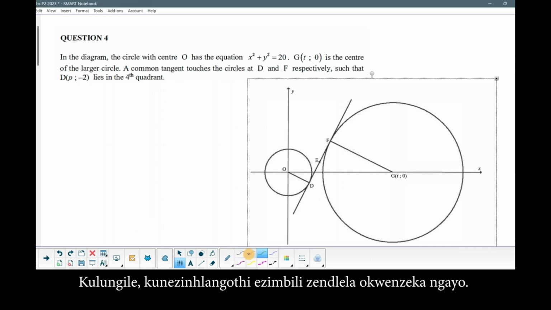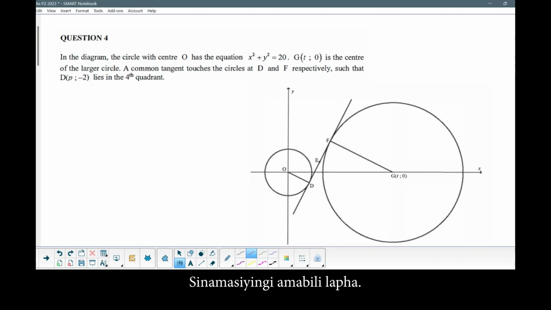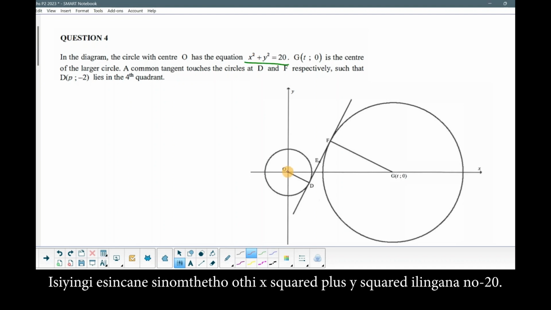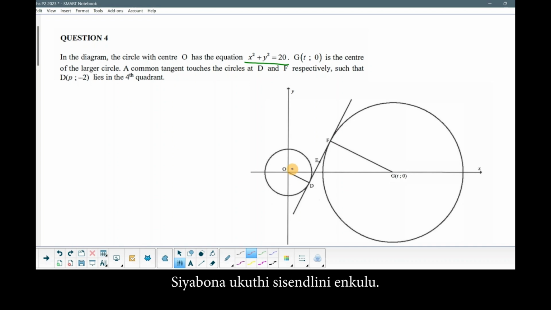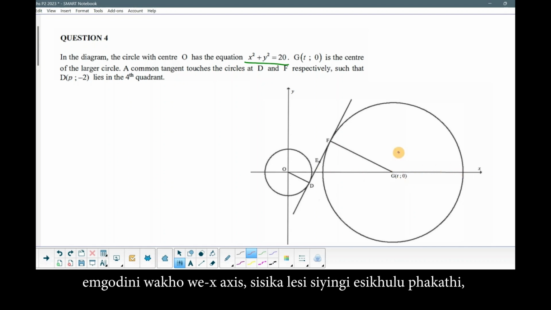Okay, so let's decipher what's been going on. We have 2 circles here. The smaller circle has the equation x squared plus y squared equal to 20. We can see that it's centered at the origin. The big circle has a center of G, which is (t, 0). That means your center is sitting on your x-axis, essentially cutting your big circle in half.